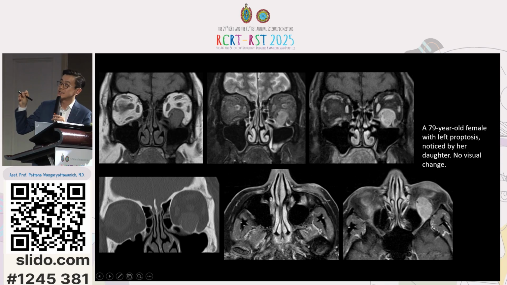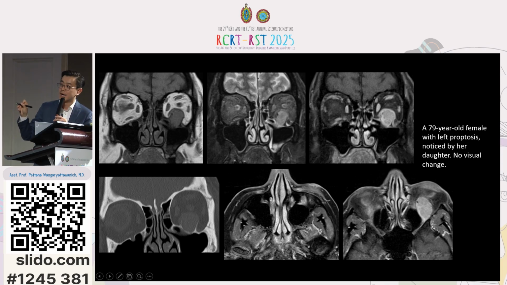And it causes significant mass effect. You can see that the inferior rectus muscle is pushed upward. Now it approaches the optic nerve sheath complex, but there's still no mass effect or compression of the optic nerve yet. And then this is the T2 and then post-contrast. And this is the corresponding CT scan. It shows nice evidence of chronic bone remodeling and abnormal widening of the infraorbital canal.